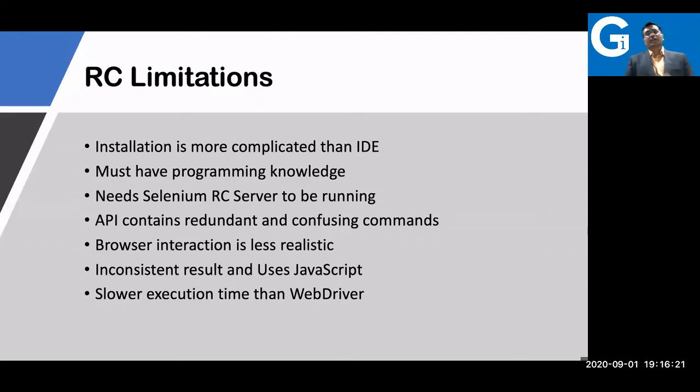Then you need to have the Selenium RC server running in this case, and only then can you do the automation testing. So you need to make sure that the server is running. Like in the case of a database server, you need to have the database server running, and only then can you use the database API. The same way here. It also has an API which contains redundant and confusing commands. These are certain limitations again. Browser interaction is a little bit less realistic with inconsistent results, and it uses JavaScript only. So it is something like, as I said, getting connected to WebDriver now. That's why I say it has a slower execution time than WebDriver.